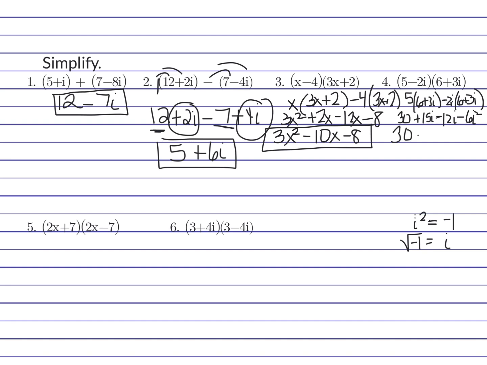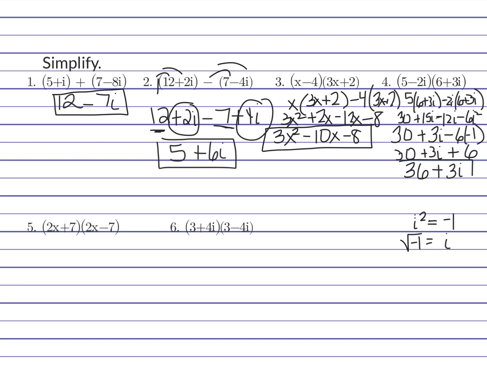30 plus 15i minus 12i is positive 3i. And I see an i squared, so I'm going to replace that i squared with negative 1. So I have 30 plus 3i minus 6 times negative 1. I'm going to go ahead and do that multiplication. 30 plus 3i plus 6. And now I have like terms. 30 plus 6 is 36 plus 3i.